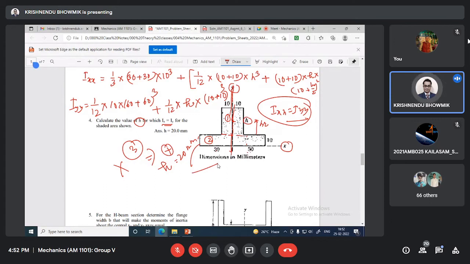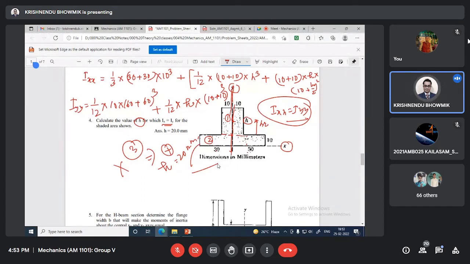It is a little bit time consuming. If you try once, the first time maybe it will take some time, but from the second time onwards it will be very easy. So what we did, we divided the section into 2 parts, part 1 and part 2. Part 1 IXX and IYY, part 2 IXX and IYY we can calculate separately. Then we add them for 1 and 2 and equate IXX and IYY. We get some cubic expression of H, and some value will be negative. We cannot take that. H should be positive. That positive value will be 20 millimeter only.